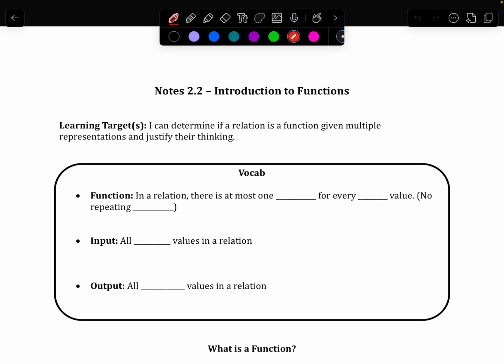The first one is a function, and the vocab word for function is in a relation, there is at most one y value for every x value. And what I want you to think of is that we cannot have repeating x values. So no repeating x values.